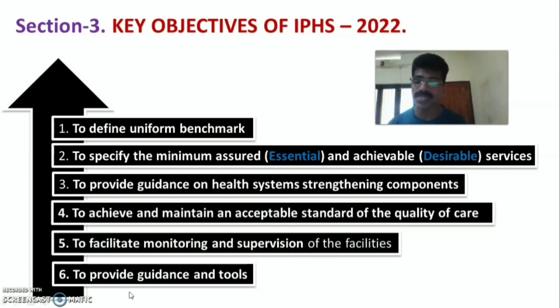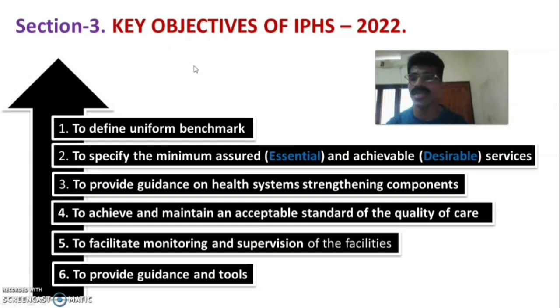The sixth key objective is to provide guidance and tools. Of course IPHS 2022 provided the guidance to render the essential and desirable services, quality and comprehensive services. At the same time it is a tool, a quality assurance tool. With that we can evaluate the services rendered by all the health centers in our country. So the sixth key objective is to provide guidance and tools. These are the 6 key objectives of IPHS 2022.